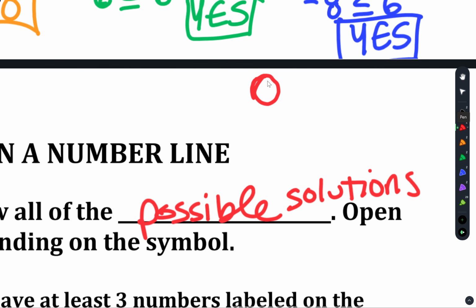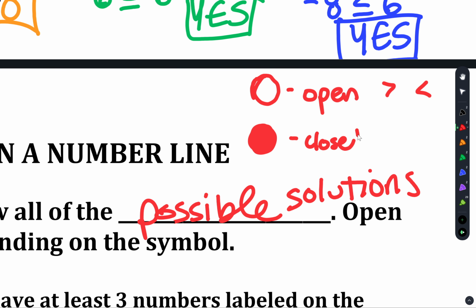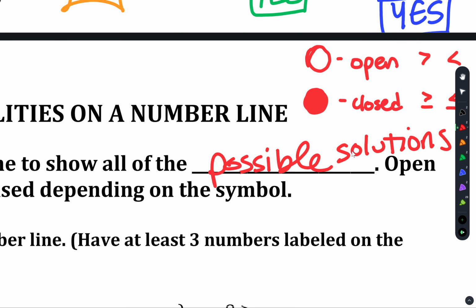An open circle is exactly what it looks like. It's open. And we use it anytime we are using the symbol greater than or less than. A closed circle is a filled-in circle. And we use a filled-in circle anytime we have greater than or equal to or less than or equal to.